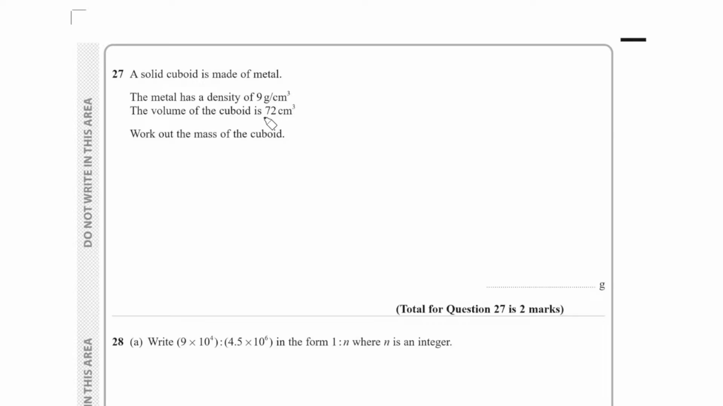Question 27, I think these are the last two now. A solid cuboid is made of metal. The metal has a density of 9 grams per centimetre cubed. The volume of the cuboid is 72 centimetres cubed. Work out the mass. So density, mass, volume, that's basically the topic, isn't it? Density. This one we do need to know a formula for.